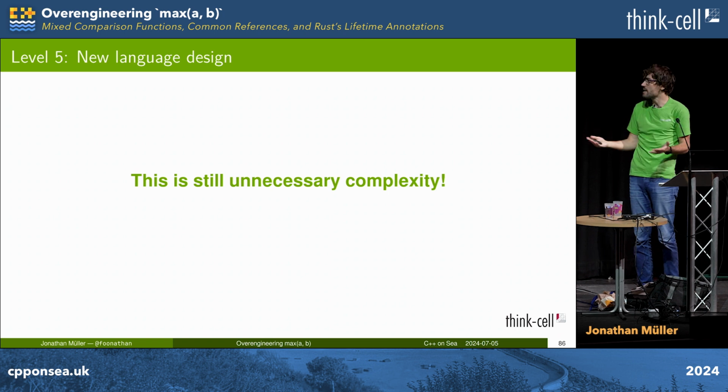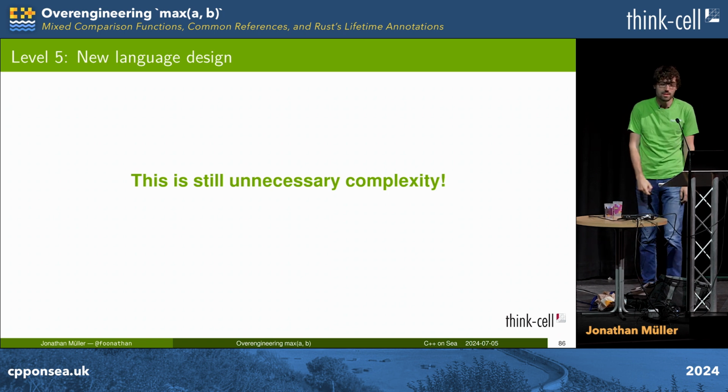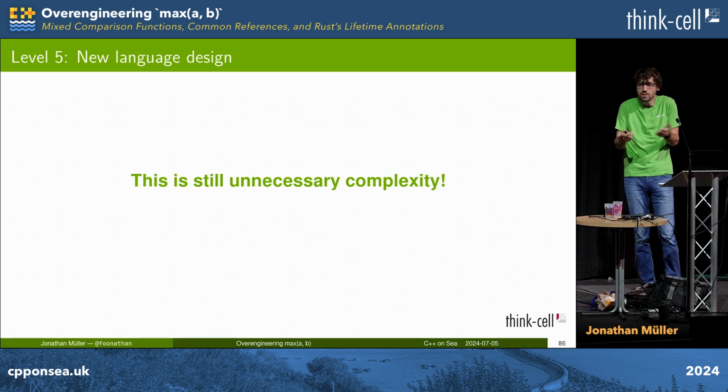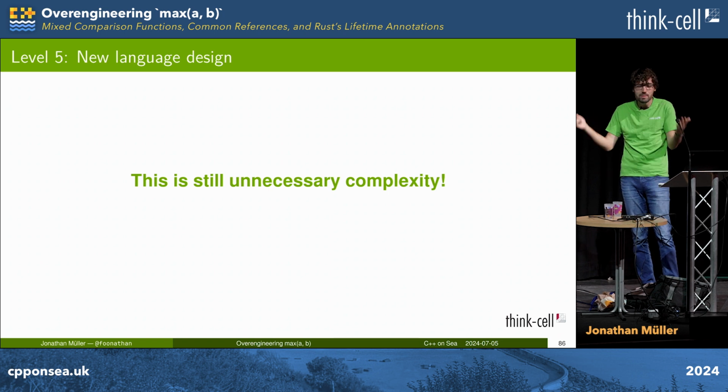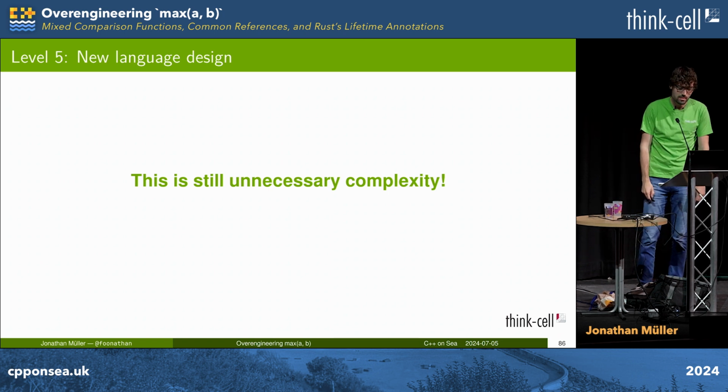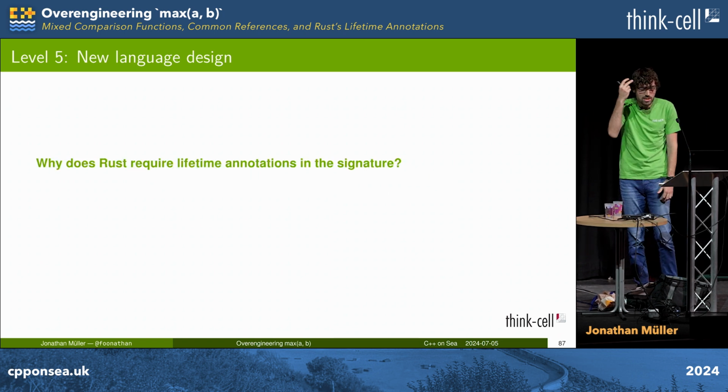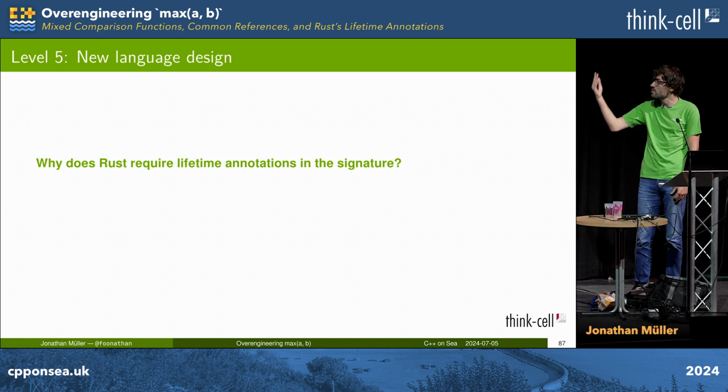Like we just wanted to write max. Why do I have to deal with all this? Right? Because of course, don't return a reference to a dangling temporary. Right? That would be silly. I never want to do it. Right? And now the question is, why does Rust require lifetime annotations in the signature? Why do you have to deal with it?